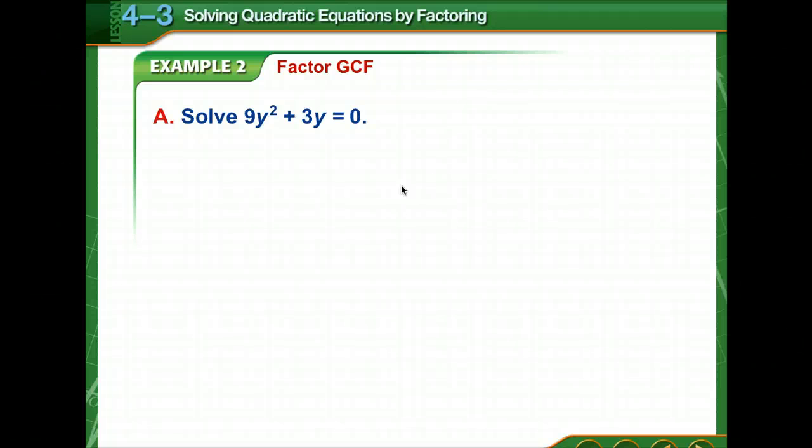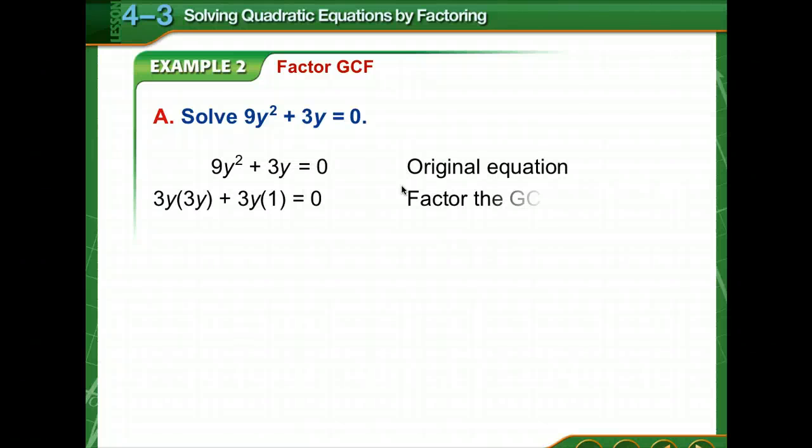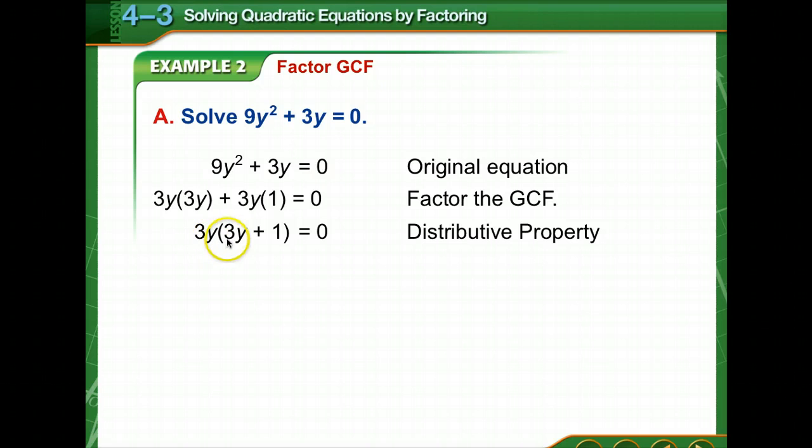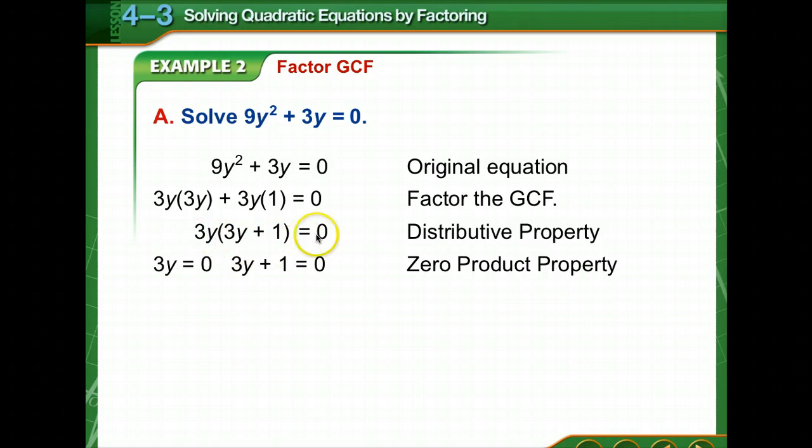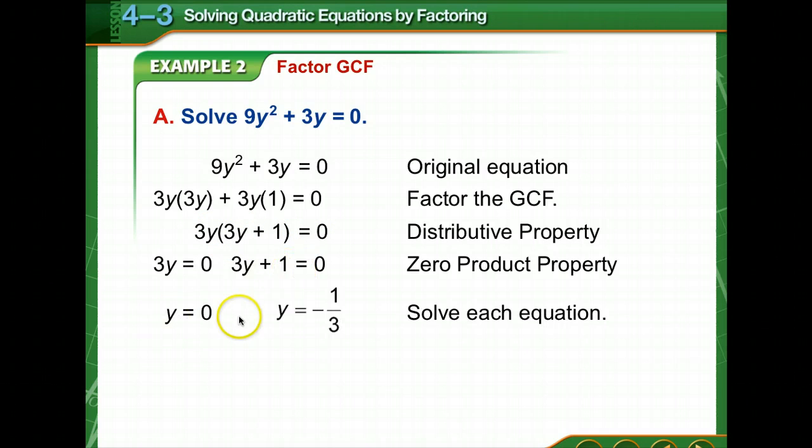So first of all, let's factor the greatest common factor. Looking at this one, what is it we can pull out of both those terms? You're right, we can take a 3y out of both of those terms. So 9y squared divided by 3y leaves us 3y, and 3y divided by 3y is 1. So we're left with 3y times the quantity of 3y plus 1. We can set each of these equal to 0. So 3y we're going to set equal to 0, and the parentheses equal to 0. And then we're going to solve for the variable y. So we notice our roots are 0 and -1/3.